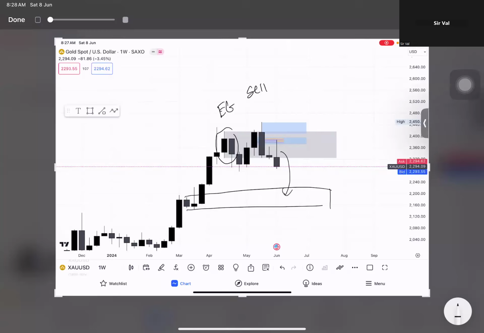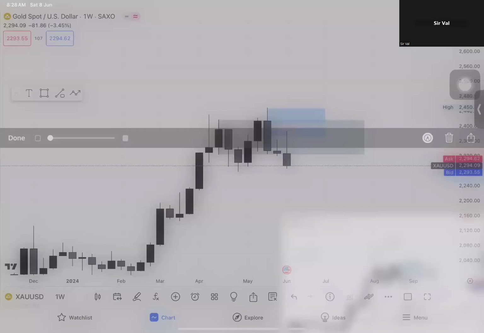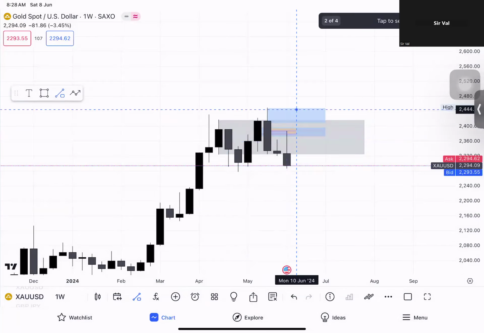So if you sell here, you can TP here. If the price breaks out here, example, it can be the next zone. This one is TP2 for swing, and this is TP1 for swing. Swing is very, very hard. If all people knew how to swing, they would flip like crazy. But swing is very hard.